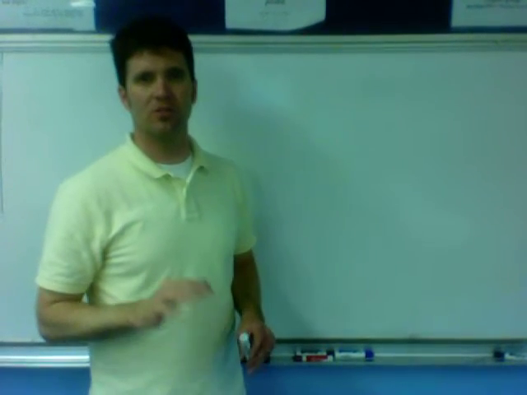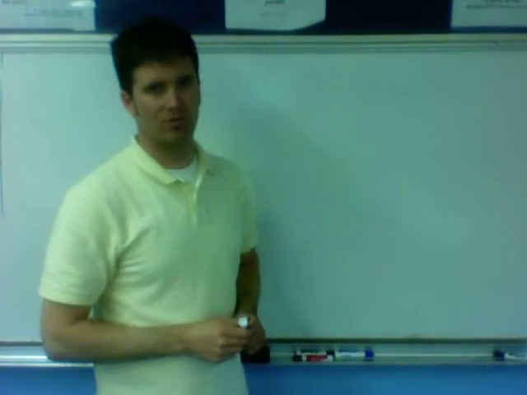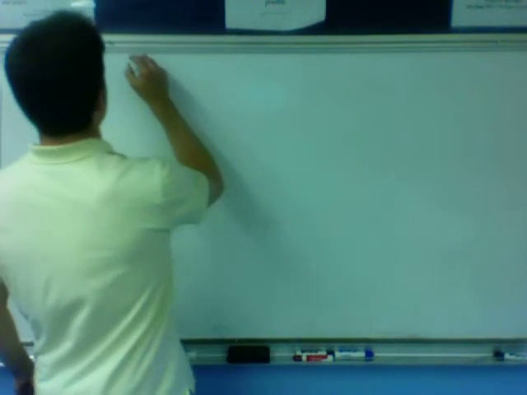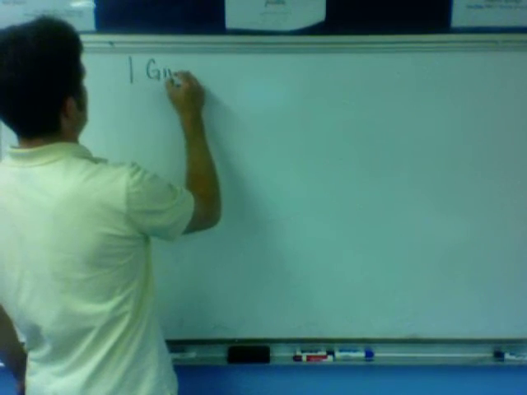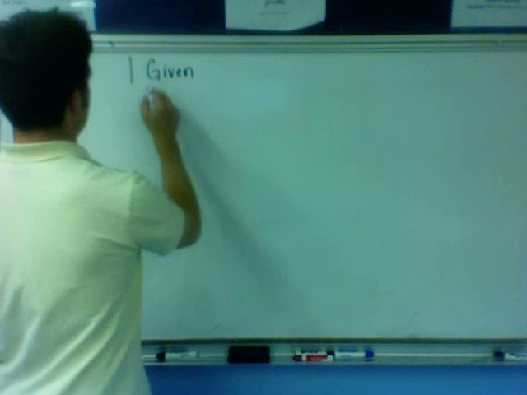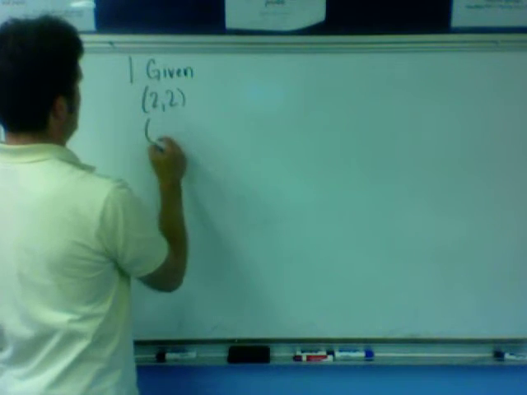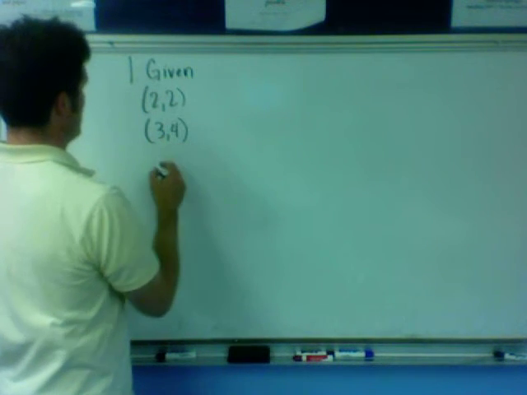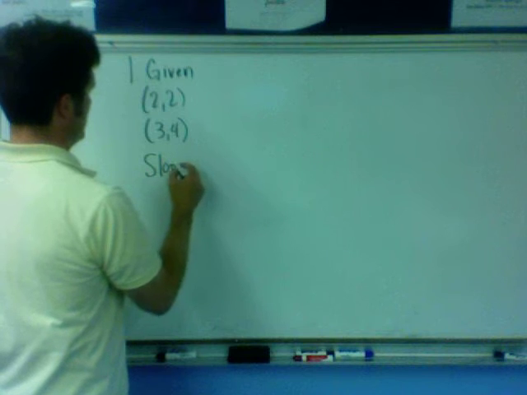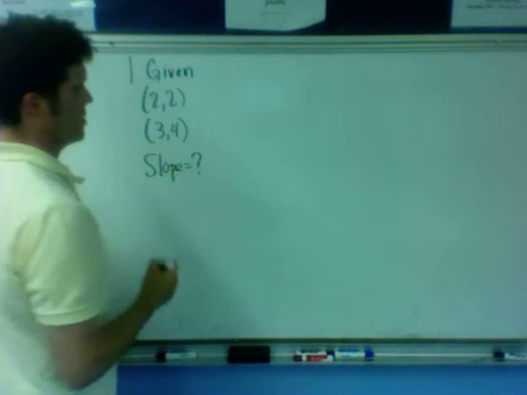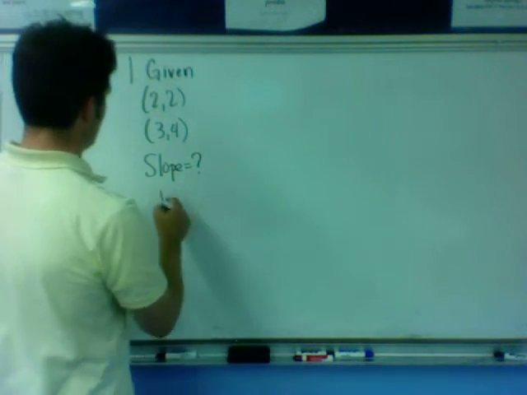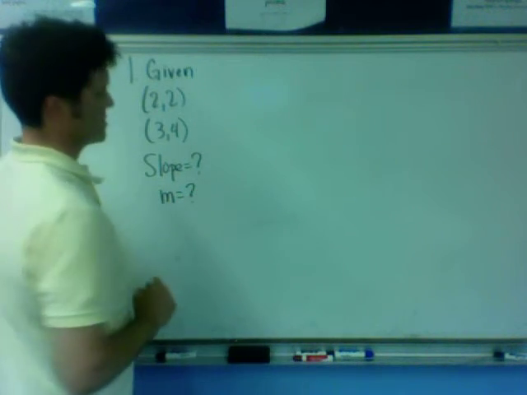Find the slope of the line that goes through the points (2, 2) and (3, 4). Let's look at what we're given. To start with, we are being given the point (2, 2) and the point (3, 4), and we're going to look for slope. What's the slope? In an algebra problem, we use the letter M to stand for the slope.